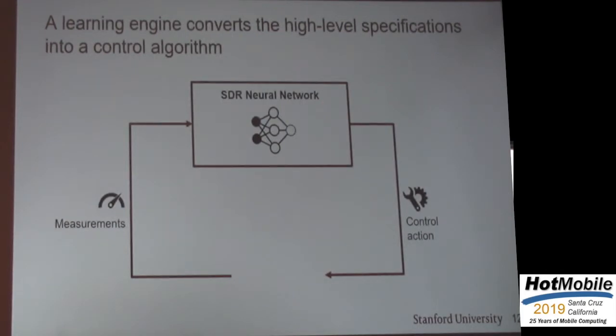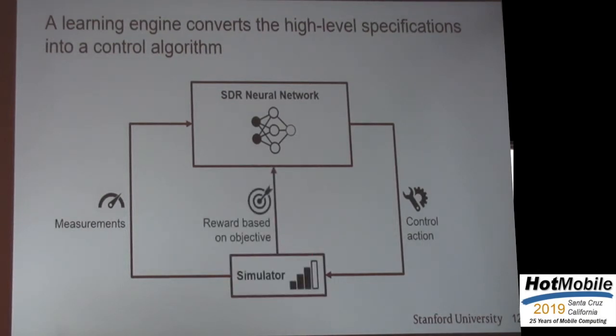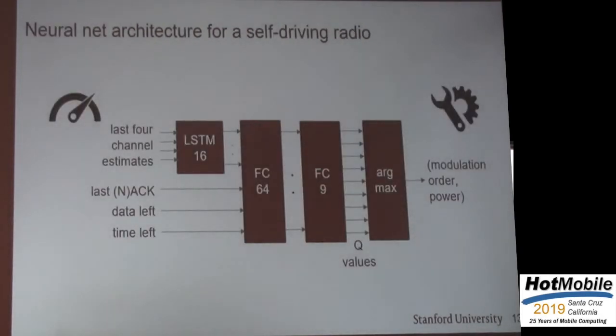But basically, what happens is that the learning engine does deep reinforcement learning, specifically deep Q learning, to come up with a neural network that maps the measurements that we saw to control actions. The neural network is trained using a simulator based on the wireless environment model that was specified. Now, this is the architecture of the neural network that we used. Again, I won't go into more details here. The only thing to remember here, at least for this talk, is that channel estimates, which is a proxy for the signal to noise ratio in the channel, is one of the inputs to the neural network.